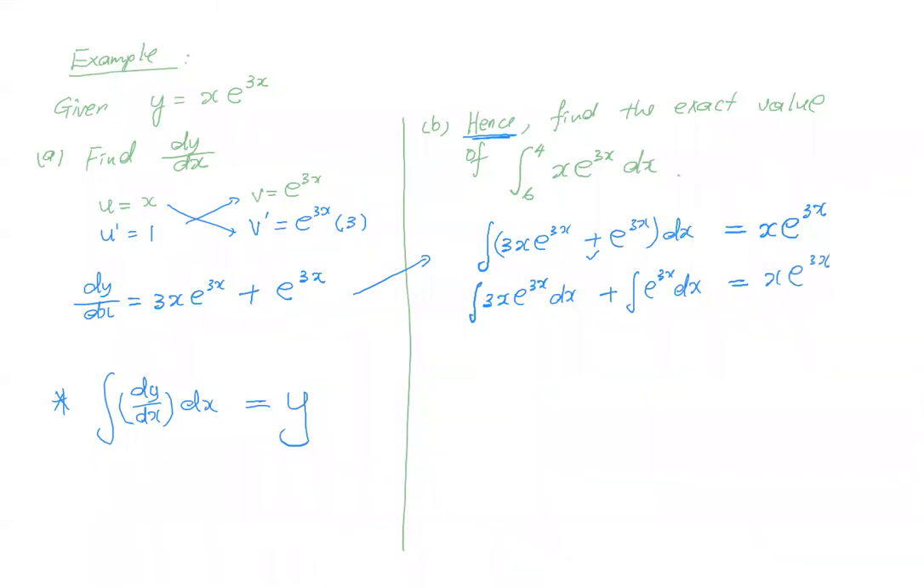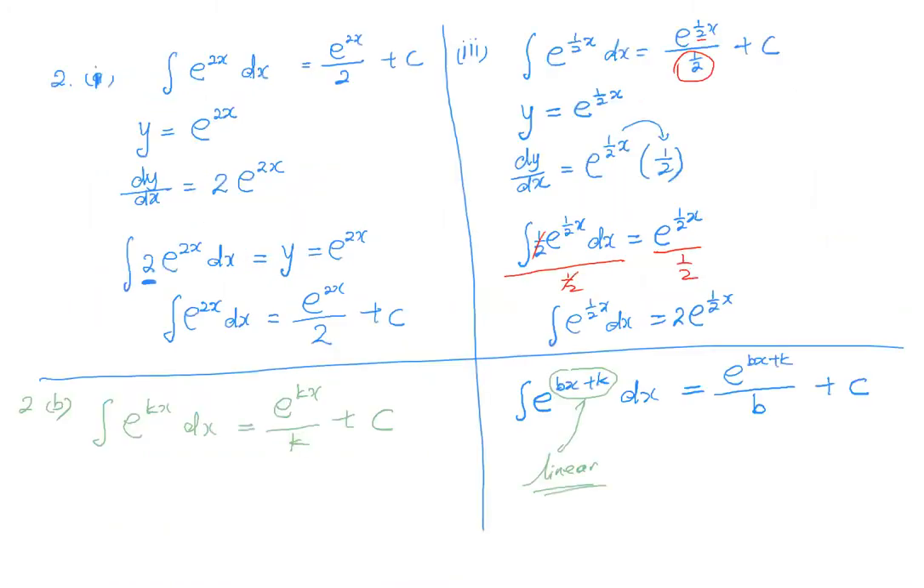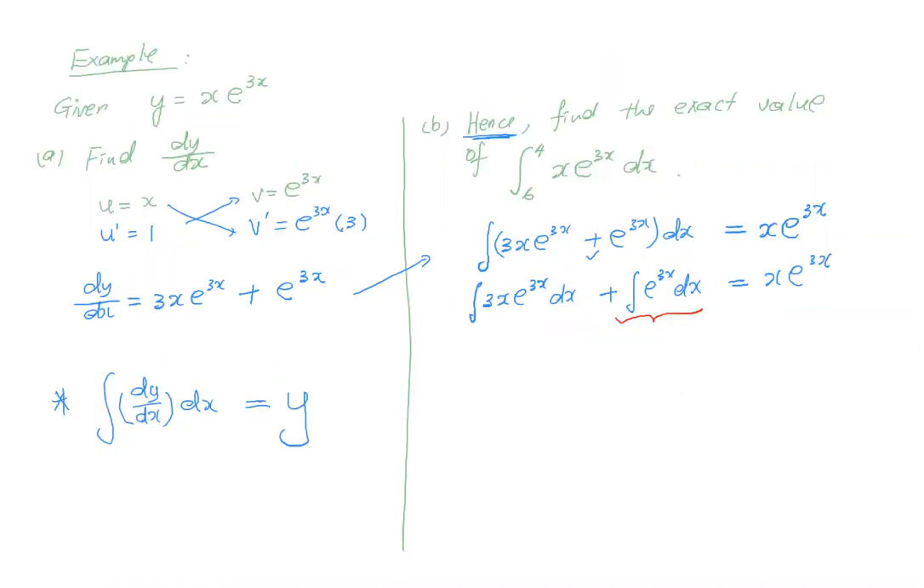So ask yourself, do you know the integral of this? Based on just now that formula that we have here, we can know, correct? So we go back to here. So this one is 3 times the integral of this, plus the integral of e to the power of 3x, which is e to the power of 3x divided by 3.